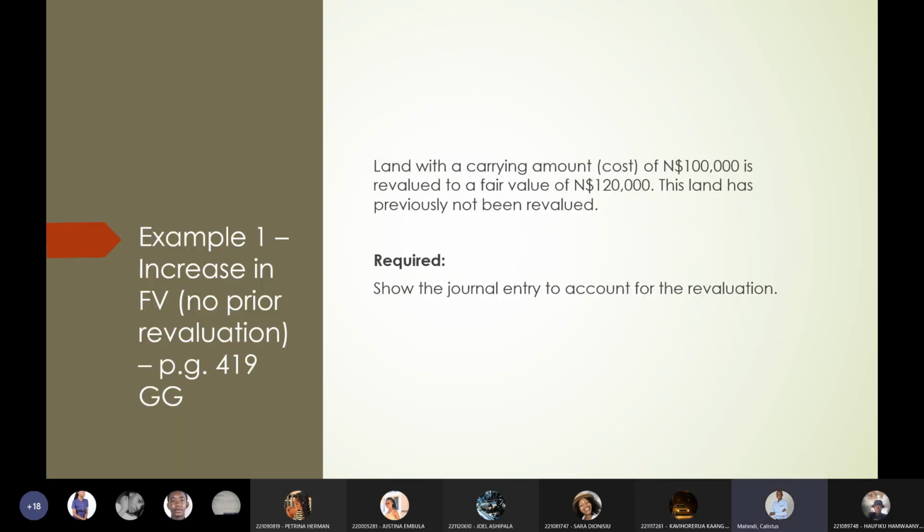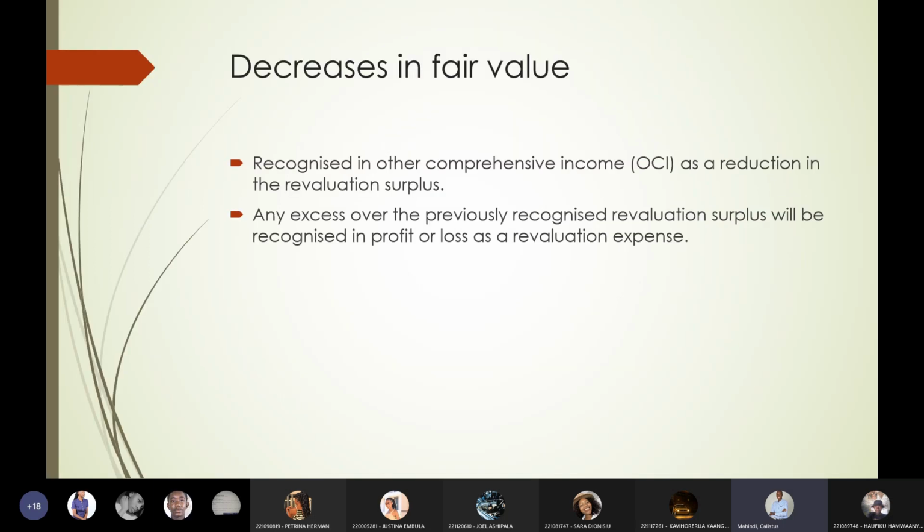Okay, so let's just do this. So what were we dealing with in this instance? If we go back to slide 11, here we're dealing with a decrease in fair value. So it says decreases in fair value are recognized in other comprehensive income as a reduction in the revaluation surplus. So in this instance, we had a revaluation surplus. However, any excess over the previously recognized revaluation surplus will be recognized in profit or loss as a revaluation expense.